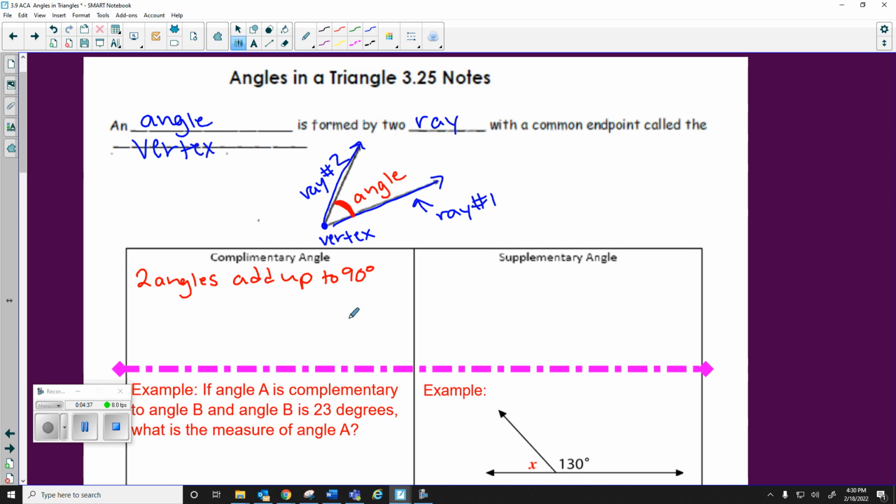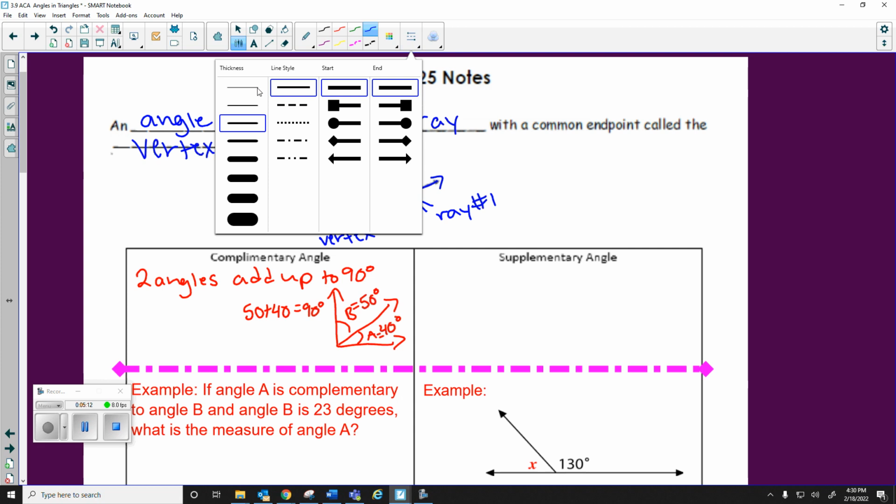So for example, if I had 2 angles, I had this angle, let's call it angle A, and this one we can call angle B. Let's say that angle A equals 40 degrees and angle B is 50 degrees. Now, because 50 plus 40 is equal to 90, we could say that those two angles are complementary. Again, if I'm going too fast at all, please pause and play so you can catch up.